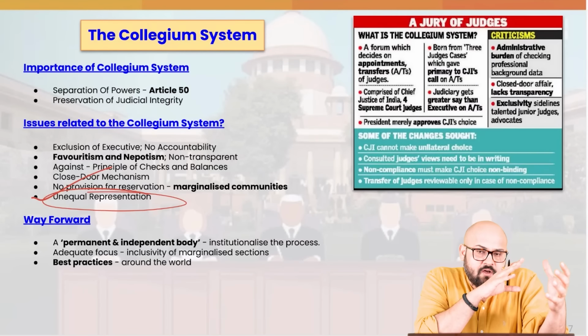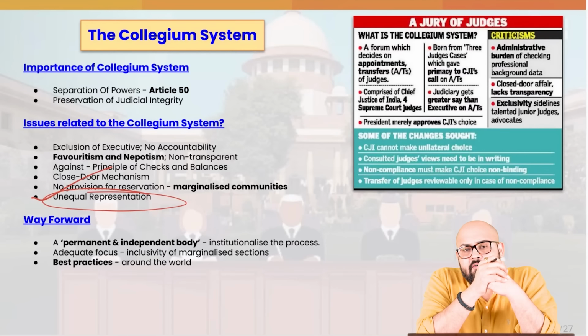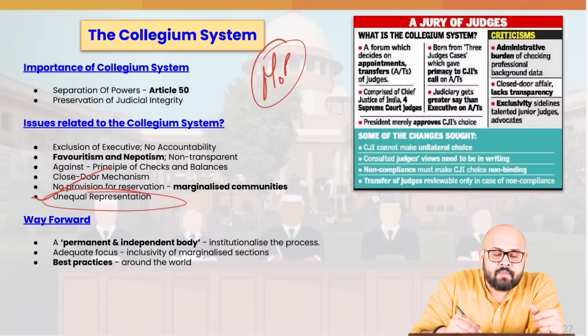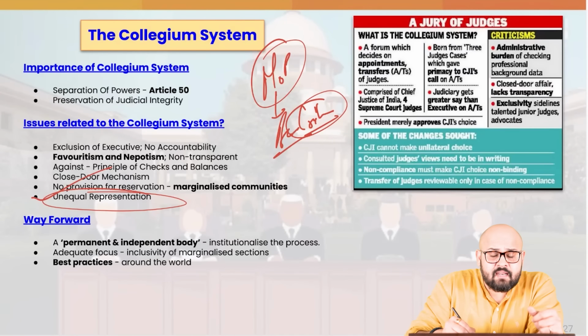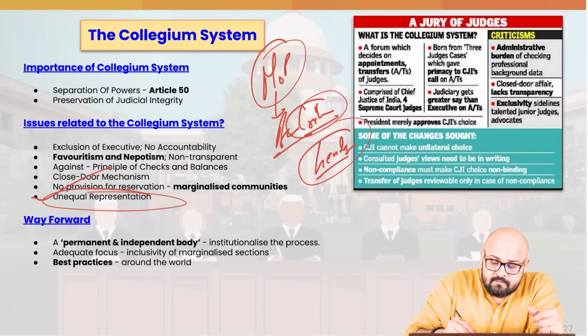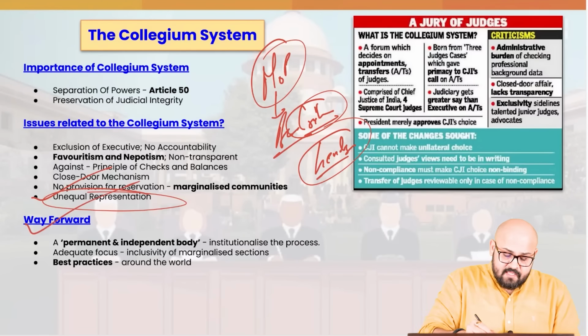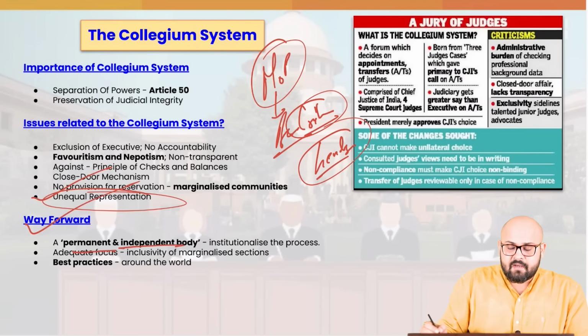This is a point which Justice Indu Malhotra also talked about, where she said that when we talk about the memorandum of procedure, the benchmarks, the criteria, why are you not considering gender as a criterion? That has to be considered. So these are some of the issues. Now, what should be the way forward? The way forward should be a permanent and independent body.